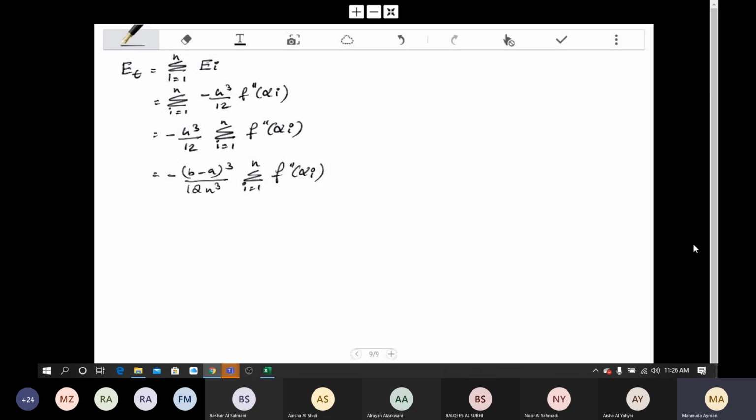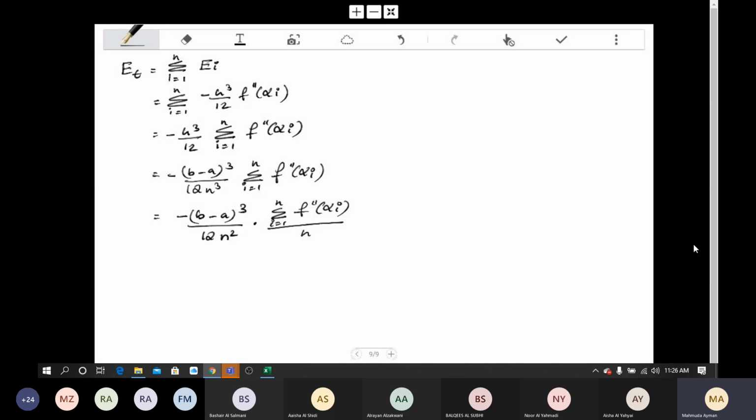So if I rewrite this by changing the n cube down here, we have minus (b minus a) the whole cube divided by 12n squared. So I take one of the n on the other side, so we have summation from i equal to 1 till n of the second derivative of the function at alpha i divided by n. So we can rewrite it in this format here.